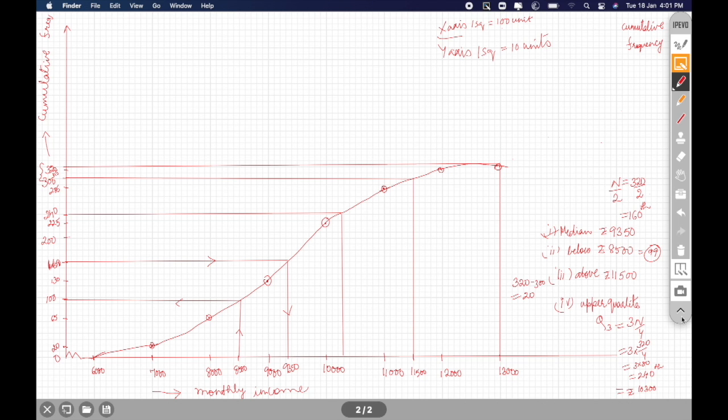So I believe these two questions solved today have given you a clear concept of drawing a less than ogive and finding out the different terms like median, upper quartile, lower quartile, or any other data that is necessary from the graph.